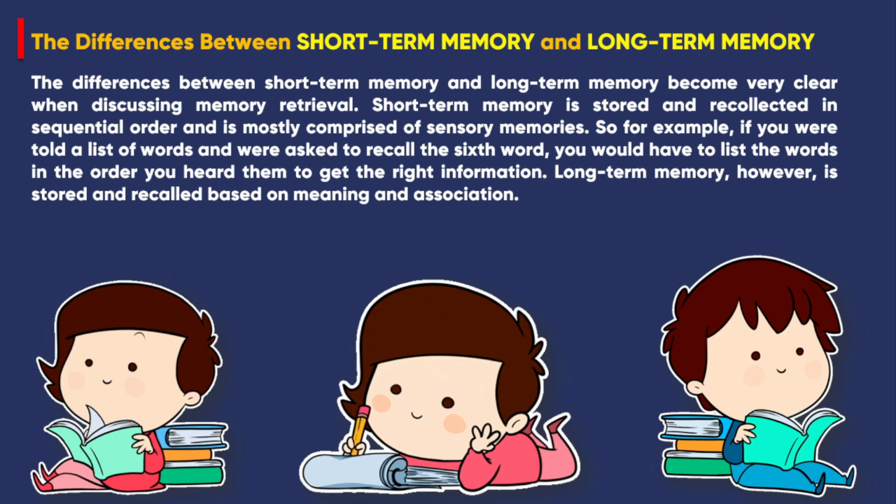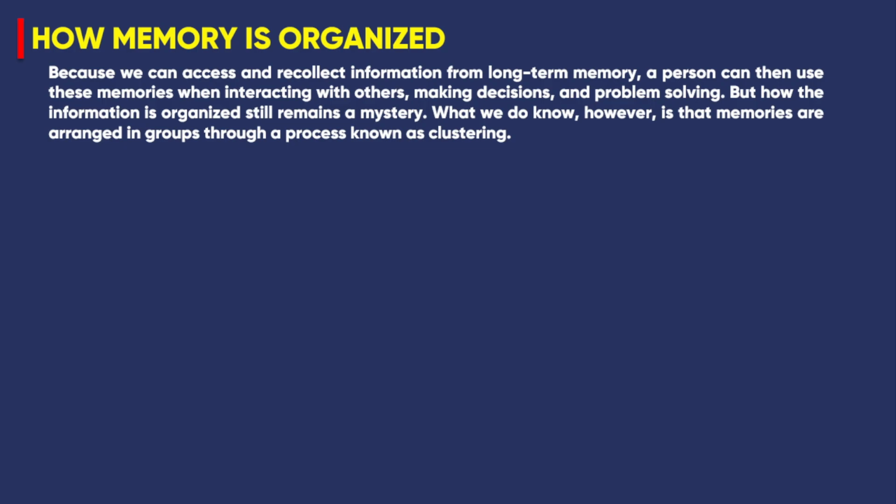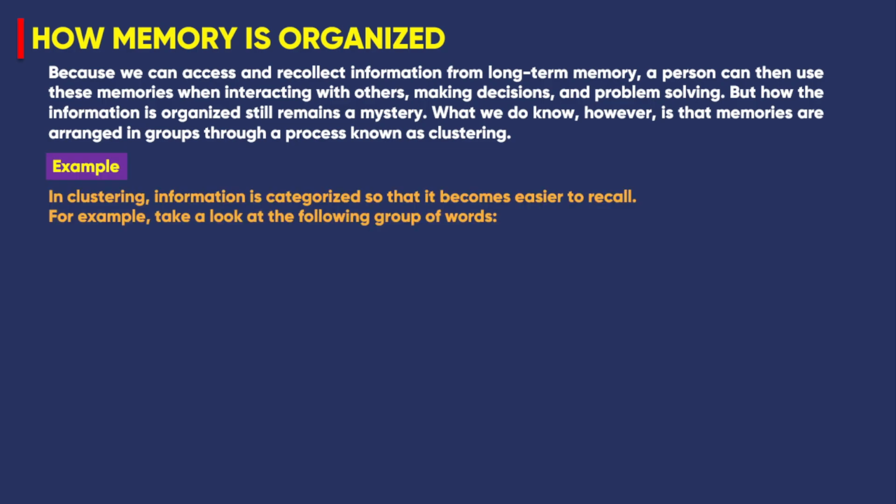Long-term memory, however, is stored and recalled based on meaning and association. How memory is organized. Because we can access and recollect information from long-term memory, a person can then use these memories when interacting with others, making decisions and problem solving. But how the information is organized still remains a mystery. What we do know, however, is that memories are arranged in groups through a process known as clustering. In clustering, information is categorized so that it becomes easier to recall.